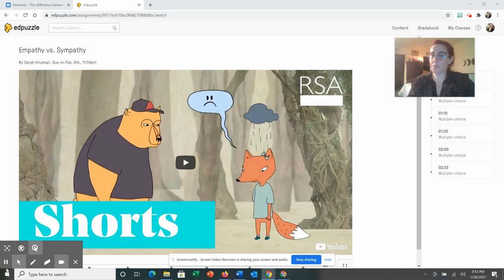The first one is an Edpuzzle. There's a speaker, a really well-known one, by the name of Brené Brown, who is speaking, and an animator has created these, I guess, woodland creatures, a bear and a fox and a moose, to represent what's going on based off of her speech.